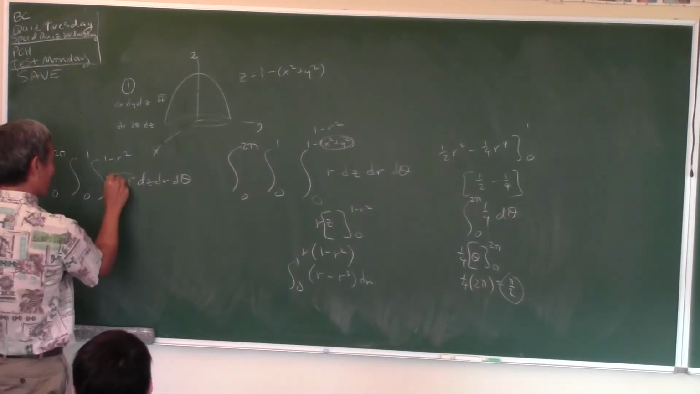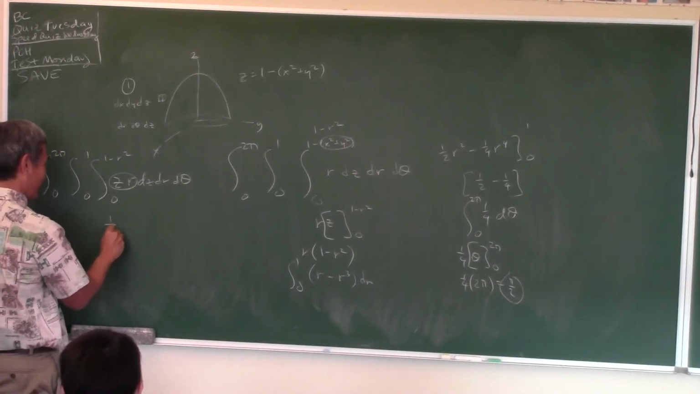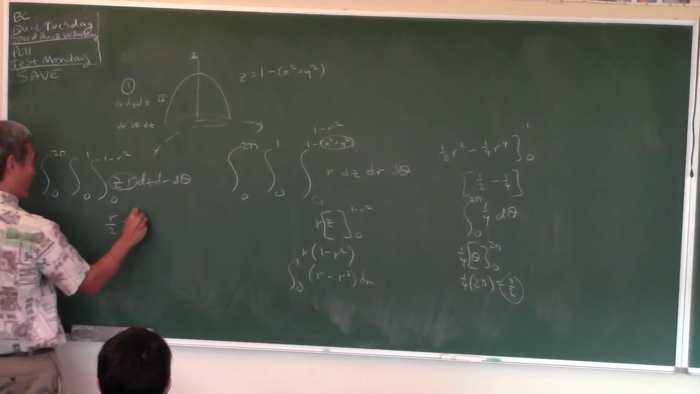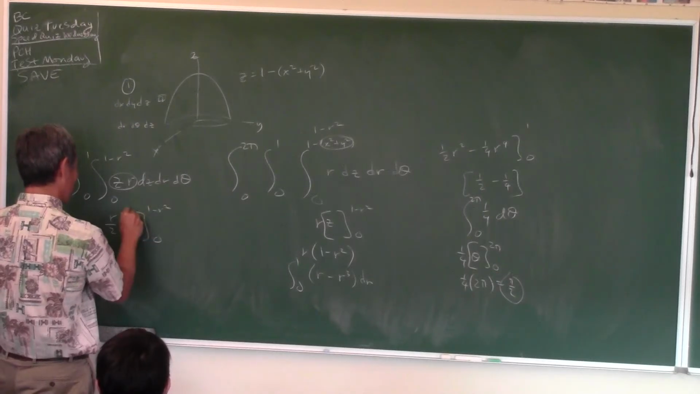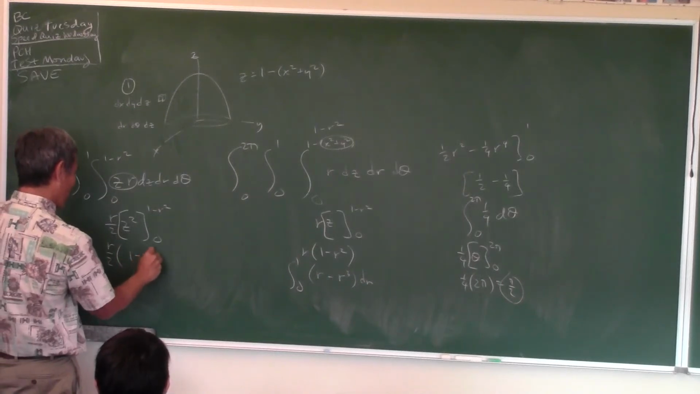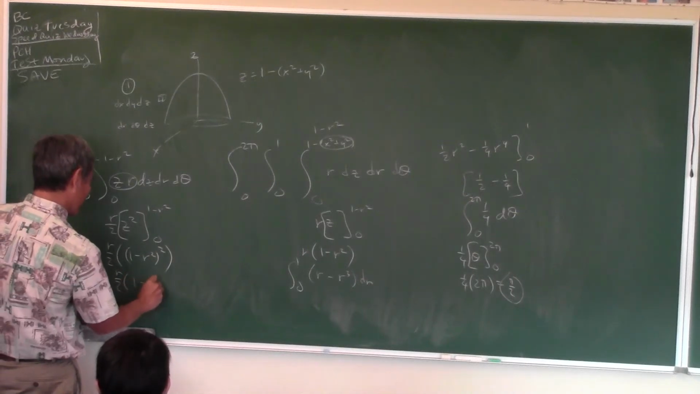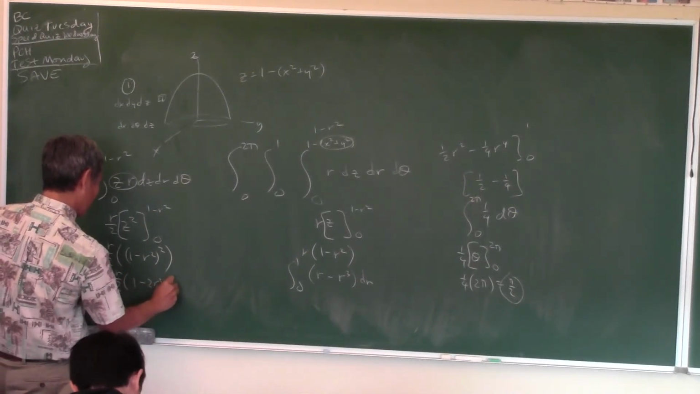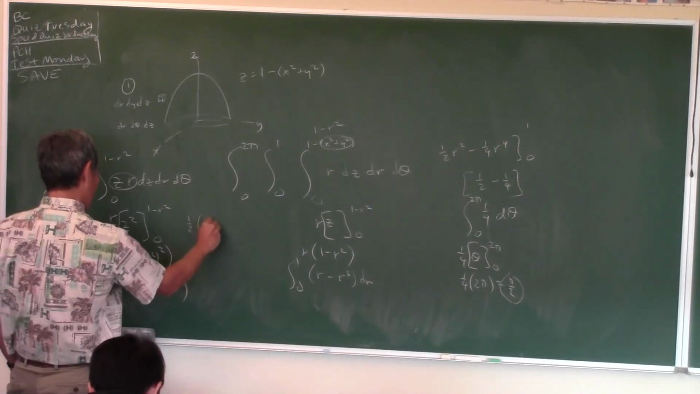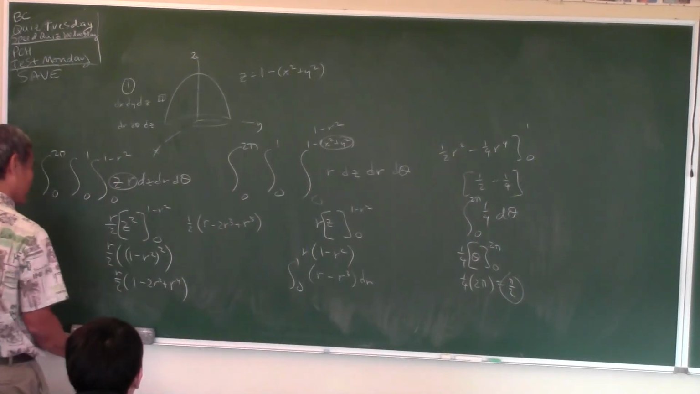So, what is the integral of zr with respect to z? 1/2 z squared r, from 0 to 1 minus r squared. I'm curious what the answer is, aren't you? r over 2 times 1 minus r quantity squared, minus 0. So r over 2 times 1 minus 2r squared plus r to the 4th. So that's 1/2 r minus r cubed plus 1/2 r to the 5th. Tell me when I make a mistake now.